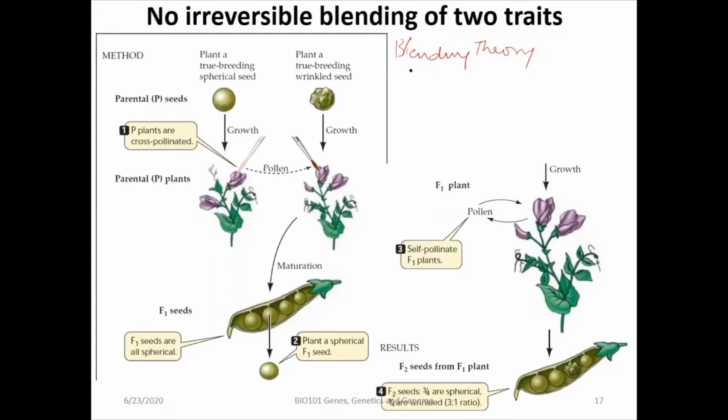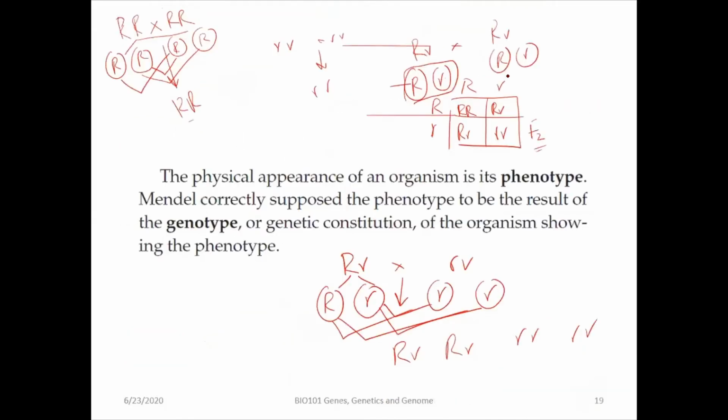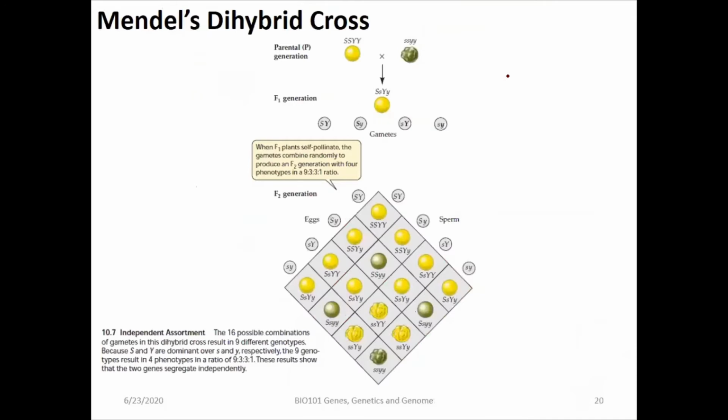Round was completely dominant. Yellow was completely dominant over green. Tallness was completely dominant over dwarf. So it was not that you cross tall with dwarf and in F1 you get intermediate. No. So there was no blending. That's why in this slide you see no irreversible blending. So the blending theory was basically rejected by Mendel's experiments. What Mendel did next was the dihybrid cross.